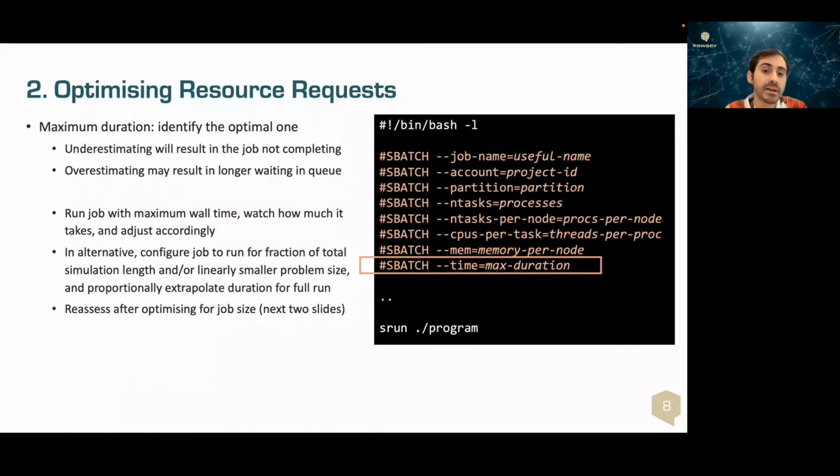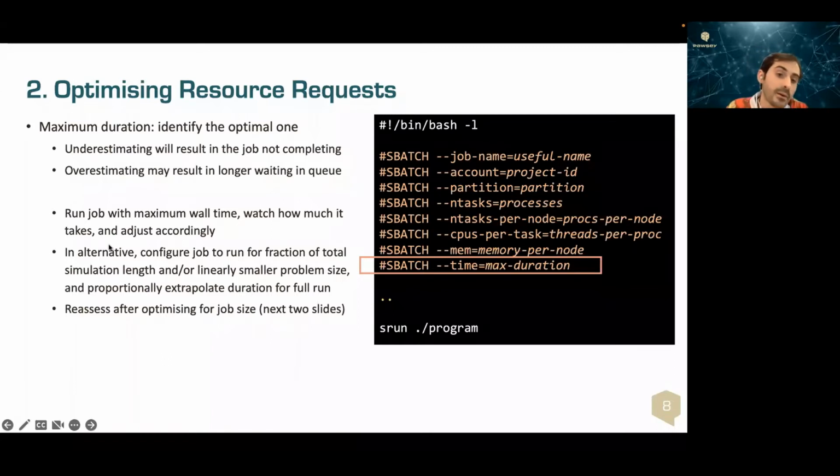Let's talk first about the maximum duration, so the wall time option. You want to identify the optimal one. If you underestimate it, it means the job will not complete within the slot allocated by the scheduler. So you won't get the answers at all. You might need to rerun it again, so that's not good. But overestimating it too much may imply that the scheduler will let it wait for longer in the queue because it will need to find a larger spot in the planning of the usage of the resources. So it's good to have a good estimate of how long the job needs to run for.